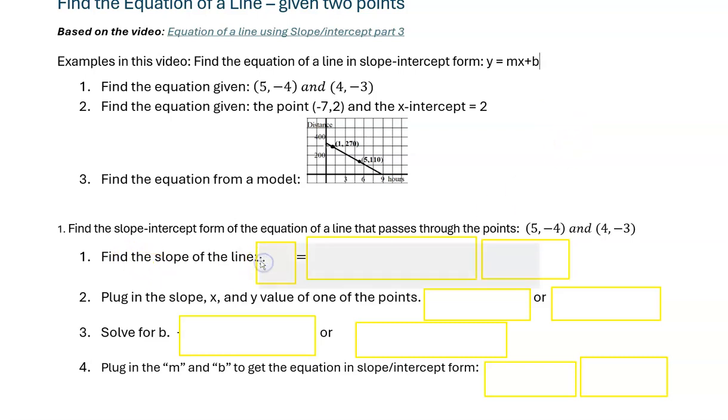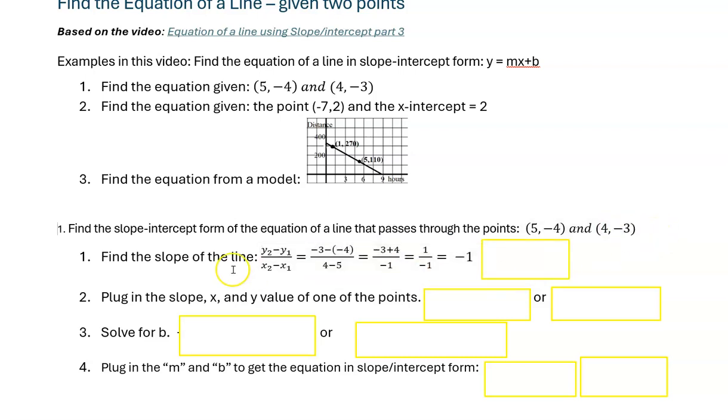So the slope of the line, we're going to find that by subtracting the y's over the x's. It doesn't matter which one you choose to be your second point or your first point, but you have to be consistent. So if I choose this to be my second point, then -3 would be my y subscript 2, and 4 would have to be my x subscript 2. So I want to make sure I'm consistent, whichever one I choose.